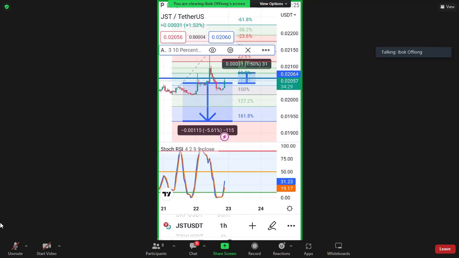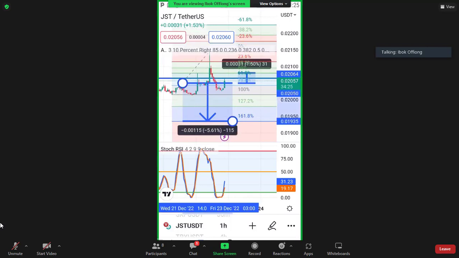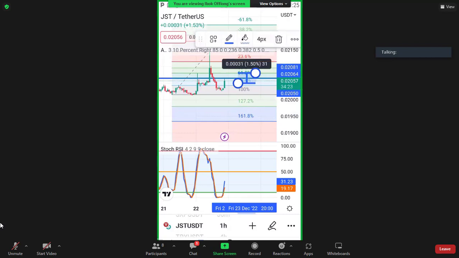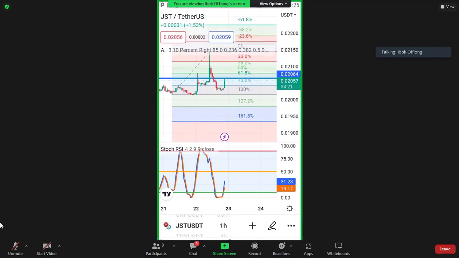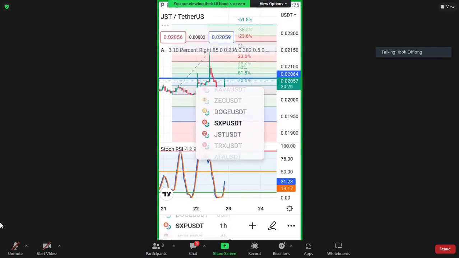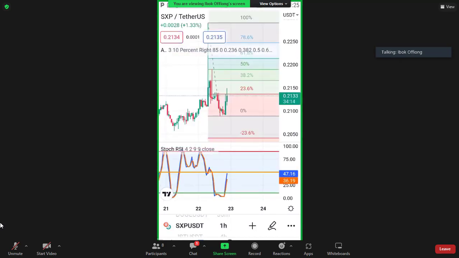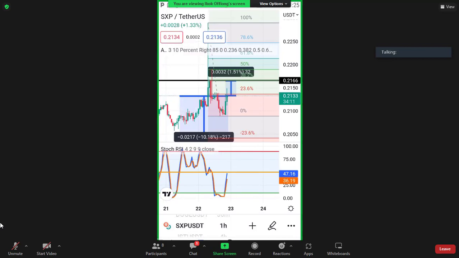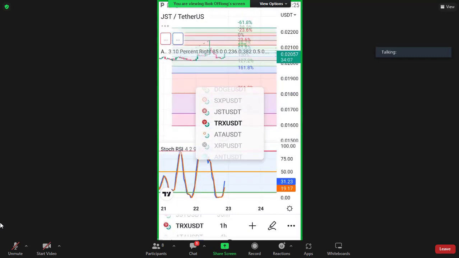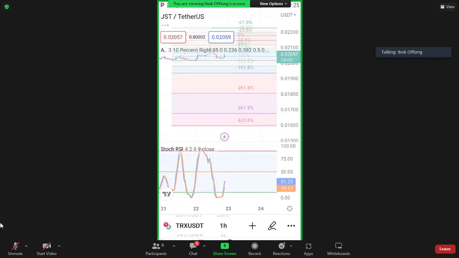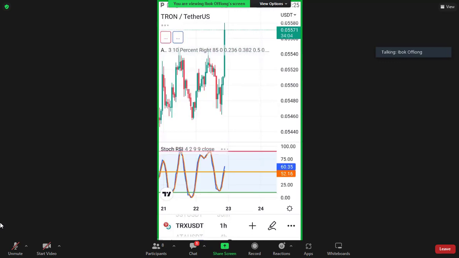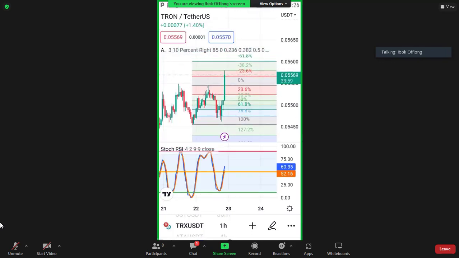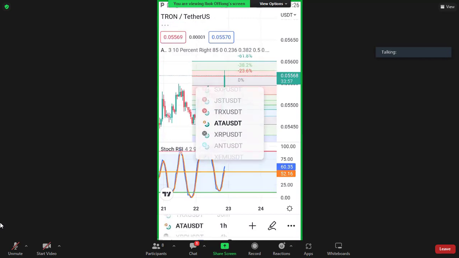That's DST. Let's look for another one. I think this one's already gone. It's the downtrend. If you pick this coin, this is a trade that just dropped. TRX. Okay. I'm looking for a trade still.